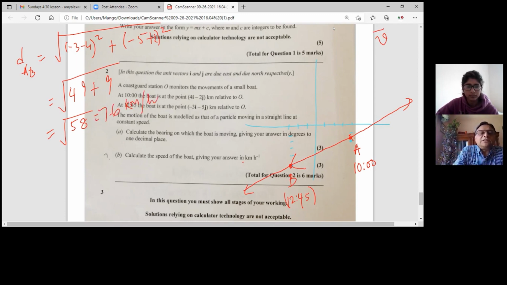Sorry, no, this is only the distance. And the time taken is how much? 2 hours and 45 minutes. Find the time. Time is 2:45, right?